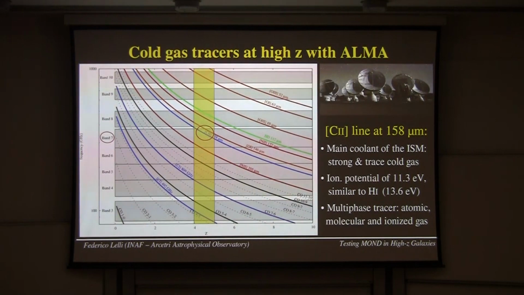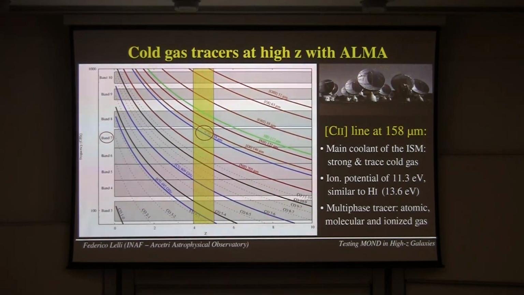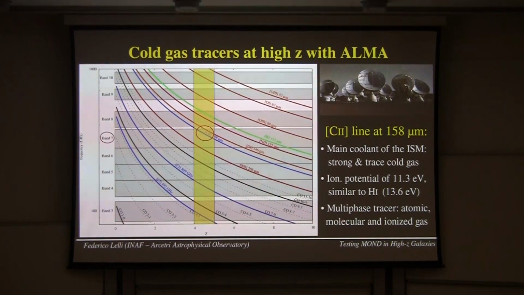Now let me move to higher redshift, so we can test this type of thing even better. In particular, I will focus on the window 4 to 5, in which we can observe the C II line at 158 micron of singly ionized carbon. So this line is very interesting because it's one of the main coolants of the ISM, so it's very strong, and it in fact has been detected up to redshift 9 with ALMA. And it traces cold gas that is cooling right now.